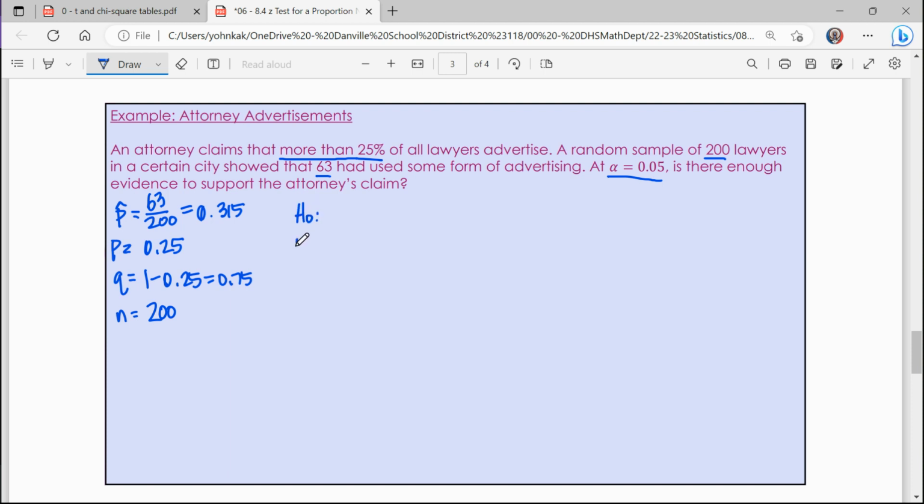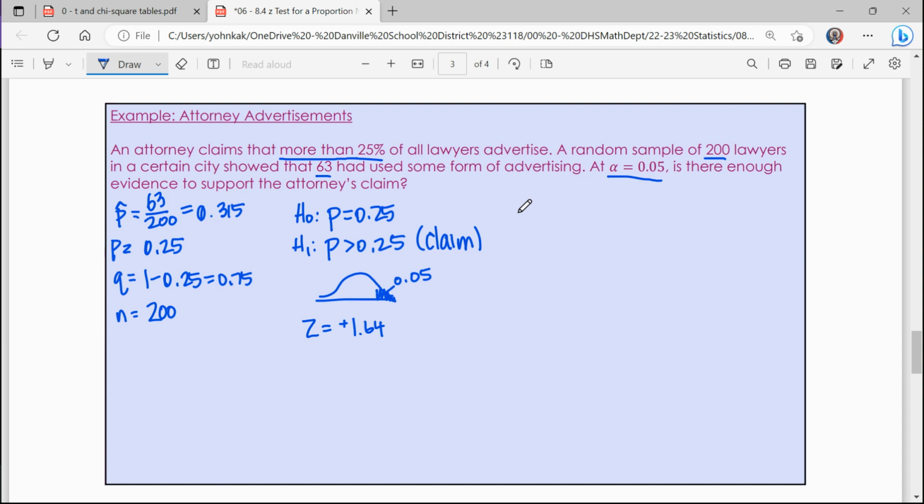Now we get our hypotheses, the null and alternative. Our null hypothesis, P equals 0.25. Our alternative hypothesis is more than 25%, so P is greater than 0.25, and this is also the claim. If we draw our picture, we're shading on the right because it's greater than. Grab our entire alpha, which is 0.05. Our critical value is going to be positive because it's on the right. If we inverse norm, we get 1.64.